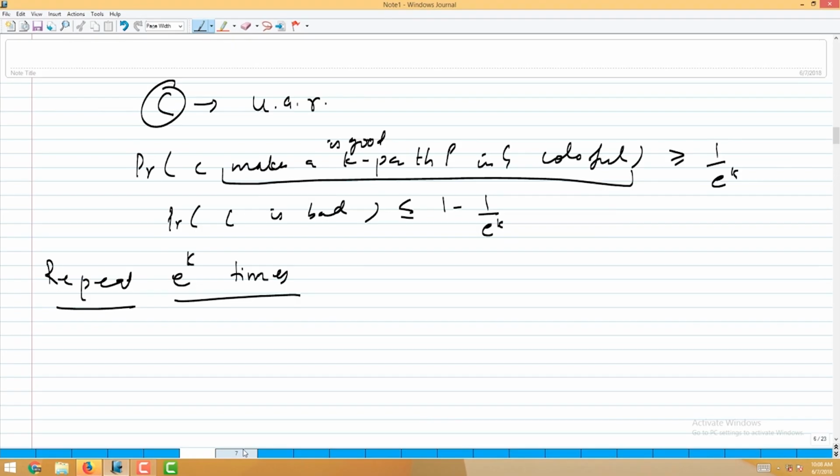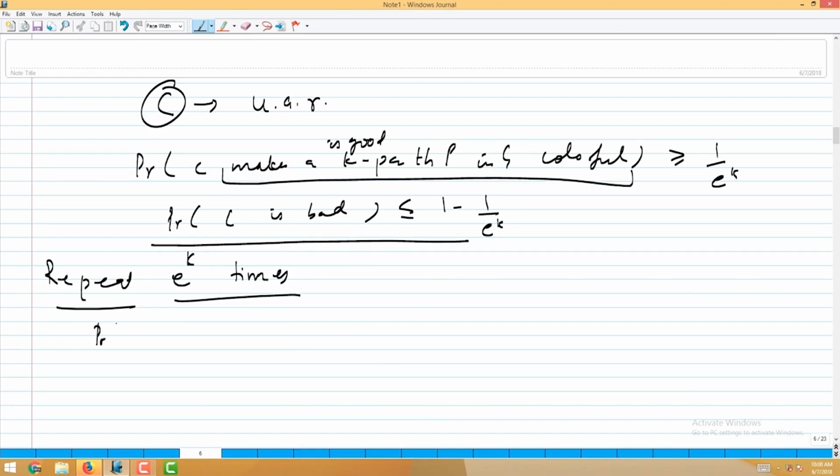So 1 minus 1 by e to the power k is less than equal to e to the power minus 1 by e to the power k. Yeah, we'll worry about substituting it later, but the expression is 1 minus 1 by e power k, to the power e power k, right? So what is the probability that C is bad in all steps? Take the union bound. If C is bad in all steps, that means C is bad in the first iteration, C was bad in the second iteration, C was bad in the third, and C was bad in the e power kth iteration, right? And the probability that in any iteration C is bad is at most this.